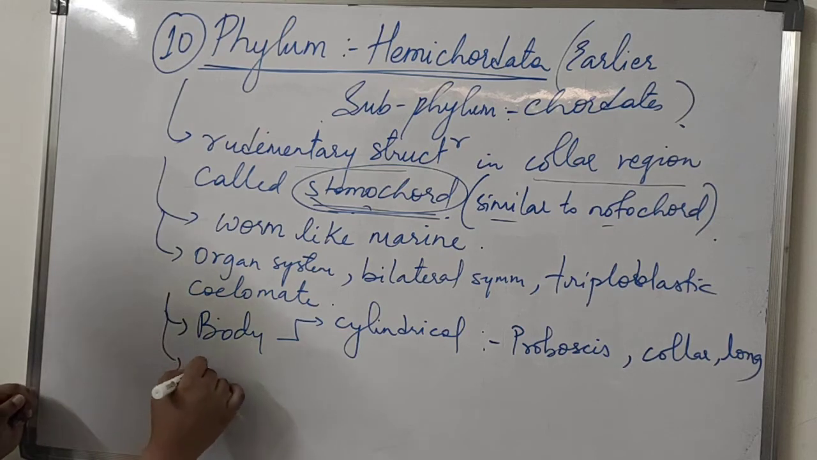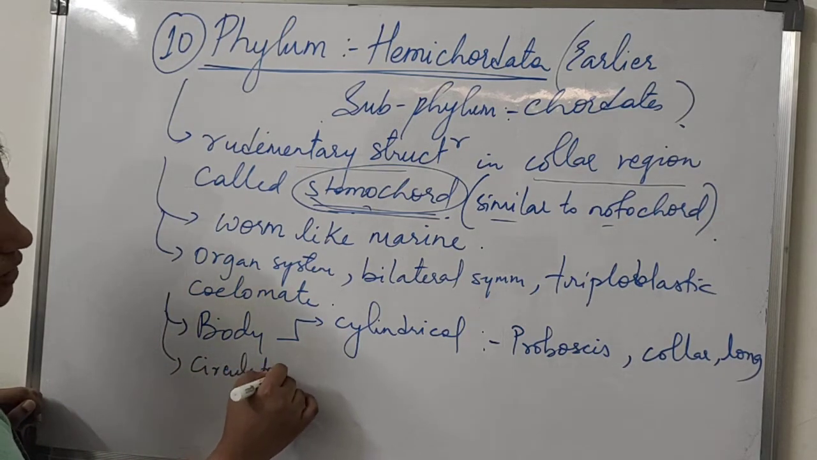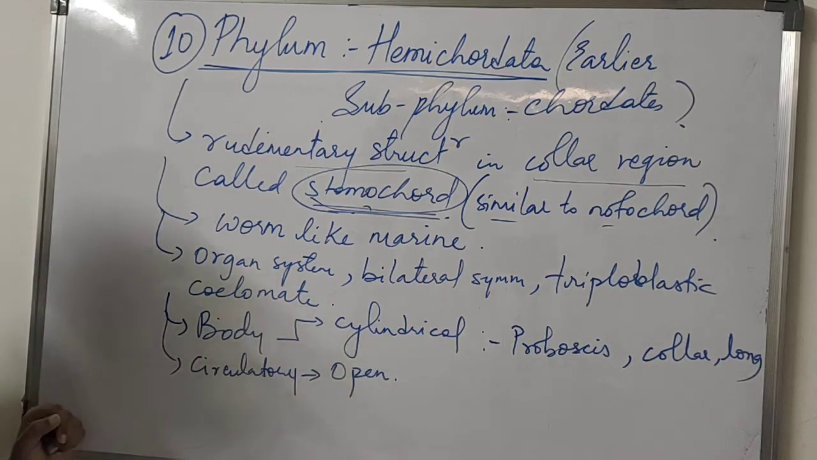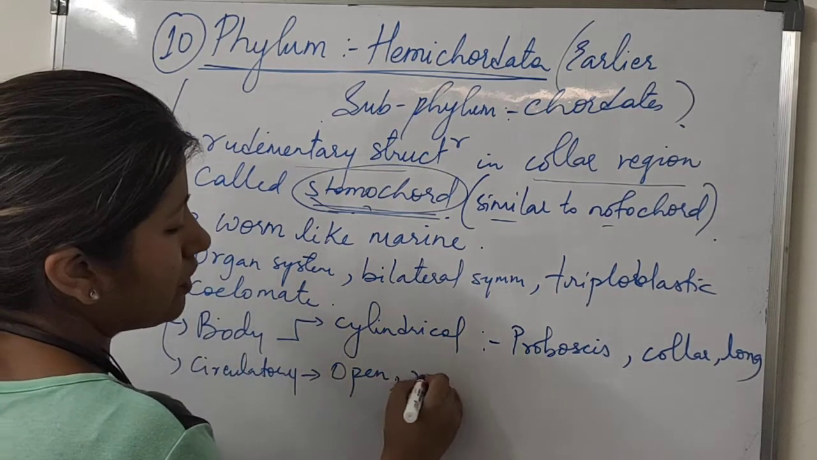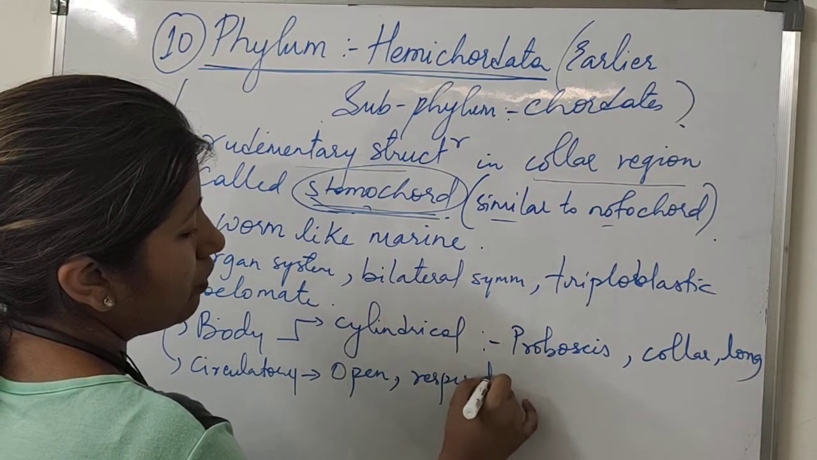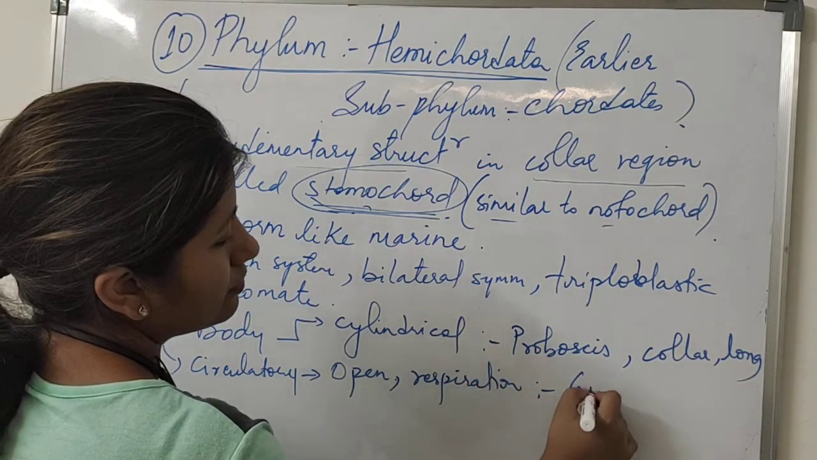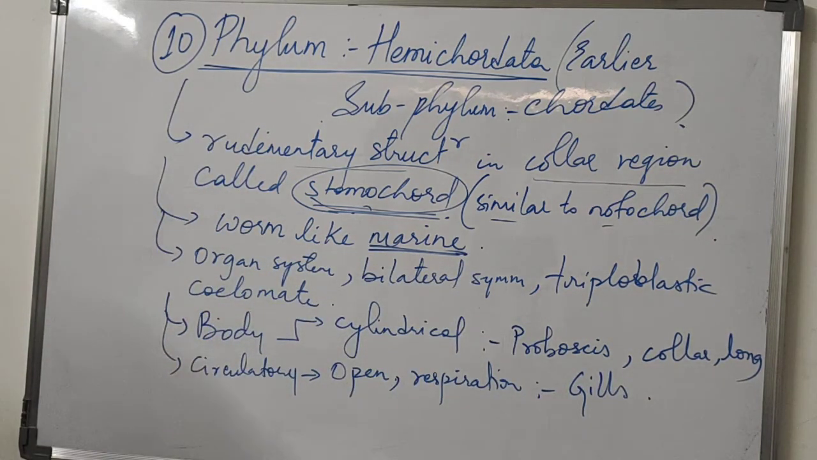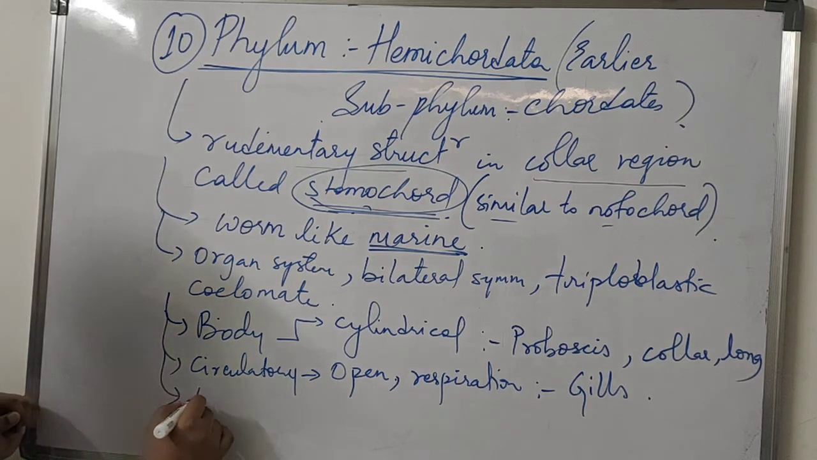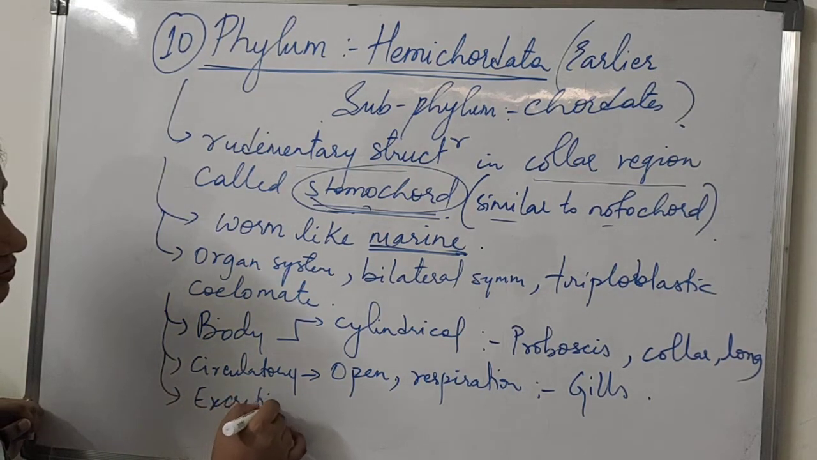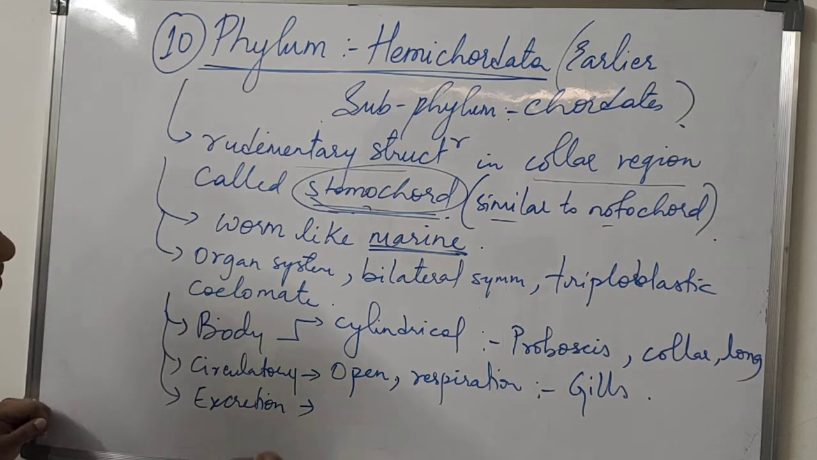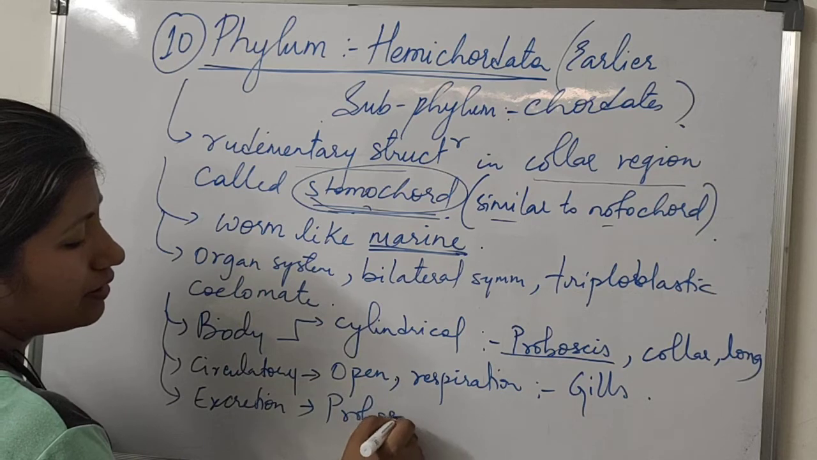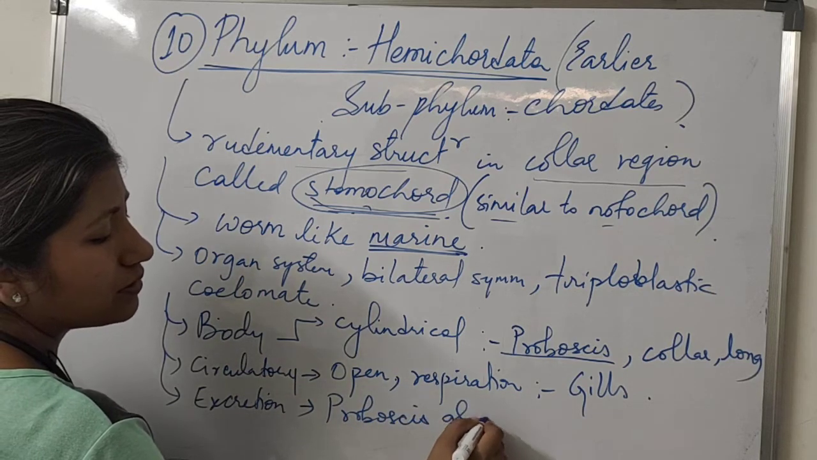Now, what is the circulatory system? The circulatory system is open type. Open type, you know, right? Recall it from the previous video. And for respiration, they have gills, as they are completely aquatic organisms. And for excretion, they have a proboscis gland. Here in this mouth part, they have a gland, and that gland removes the waste from their body.